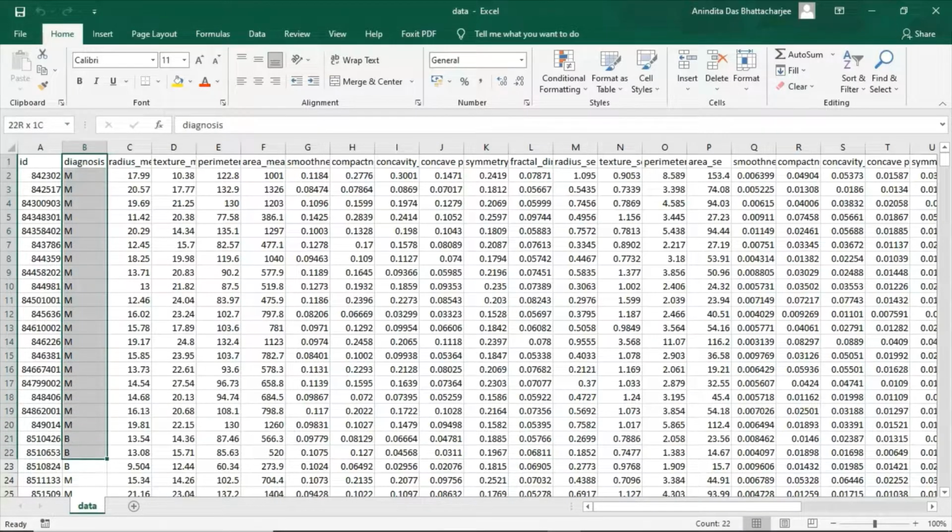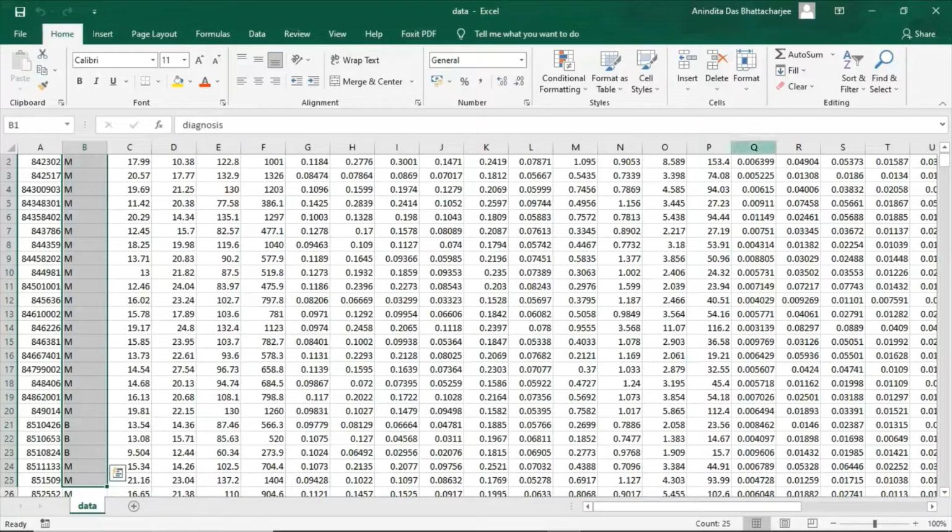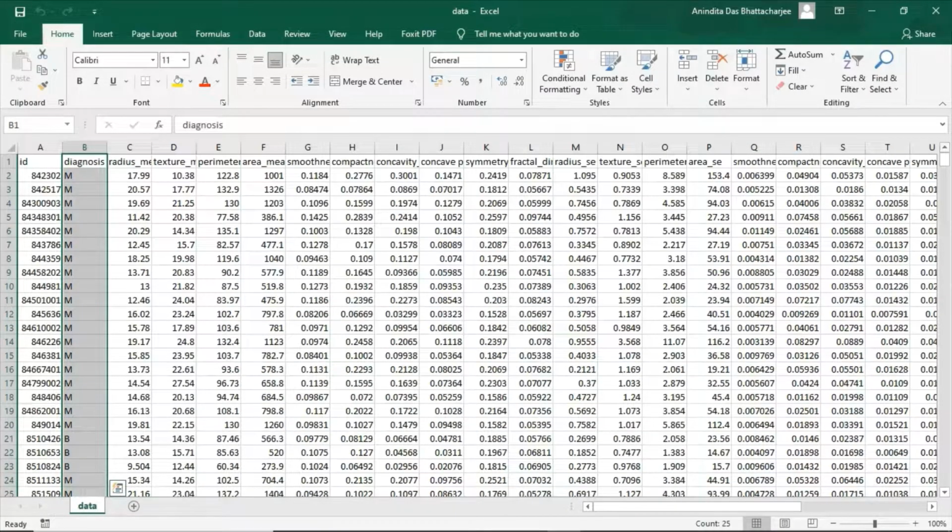So in this case, the second column is the class column. And how have I identified this? Because it is given in the metadata. So M for malignant and B for benign.